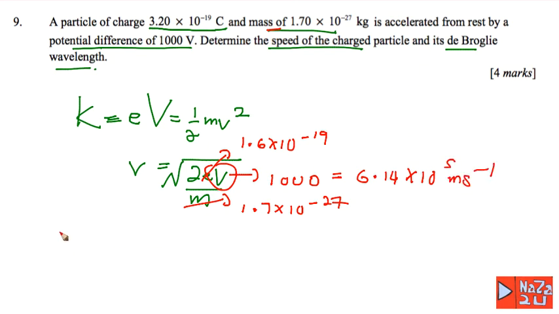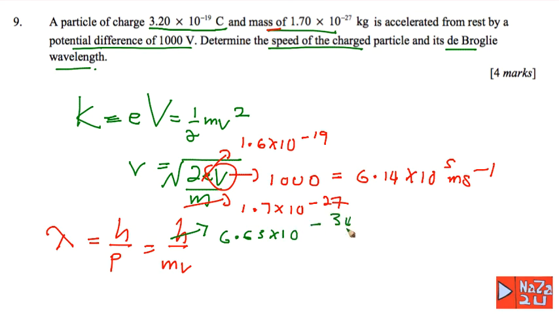And for the de Broglie equation, lambda is equal to h over p, where p is momentum and h is a constant. The momentum is mv. So for the de Broglie wavelength, we use the Planck constant h, 6.63 × 10^-34, and the mass of the particle, 1.7 × 10^-27.